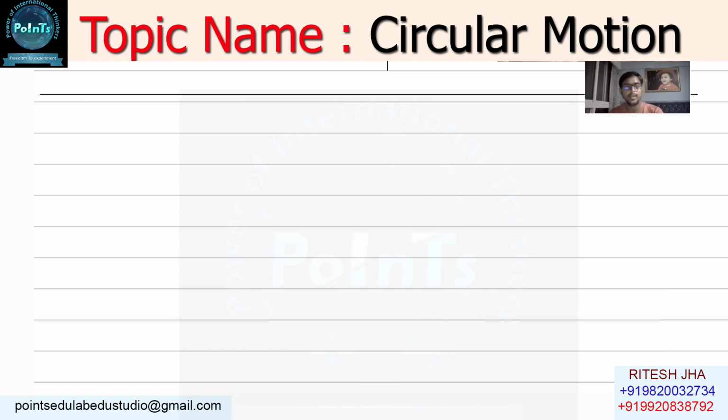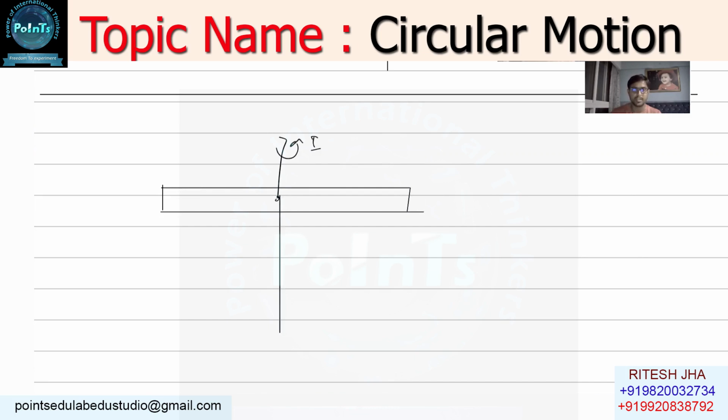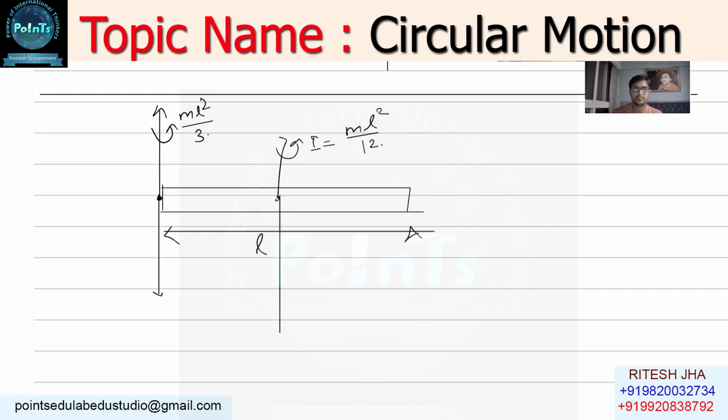Now, suppose you consider a rod like this. From its center, it has a specific moment of inertia, I equals ml square by 12. But from its end, it will have a different moment of inertia. The L in this case is just the length of the rod, and then over 12. But why over 12?